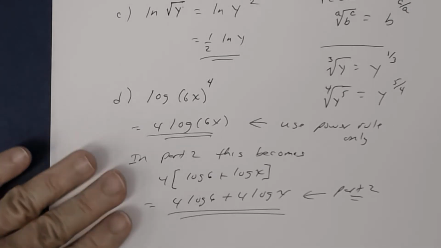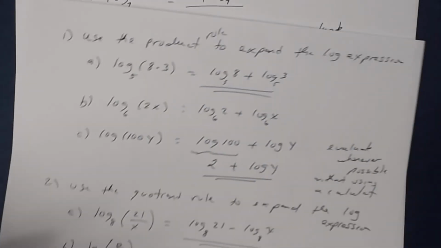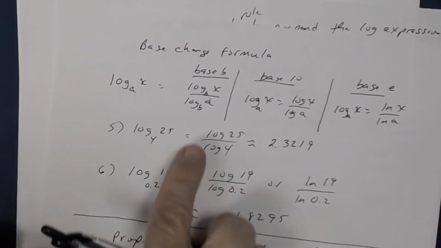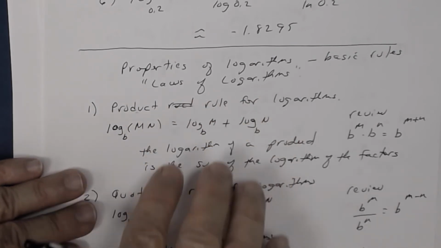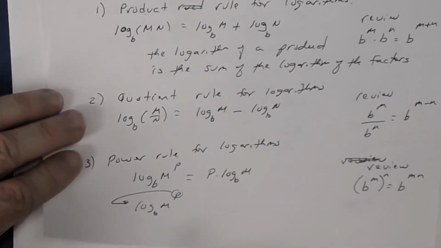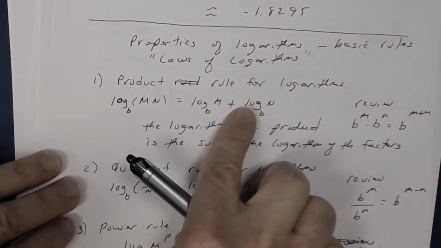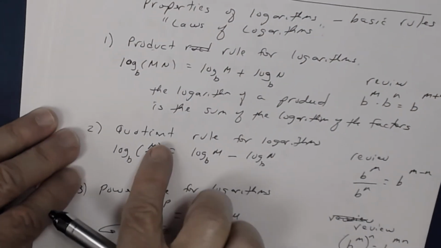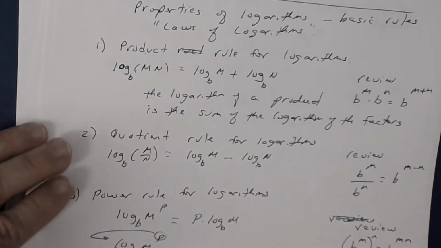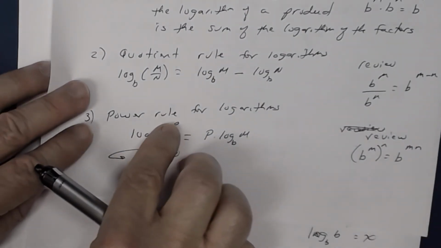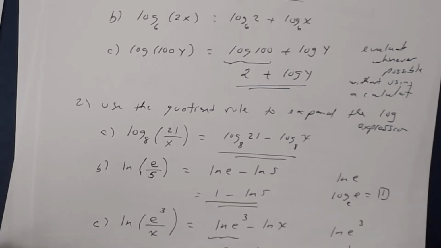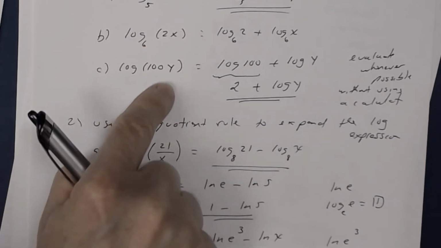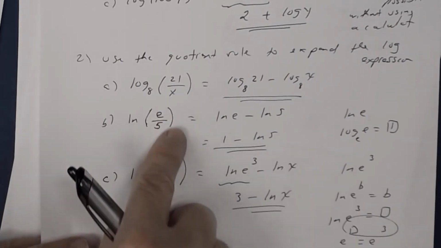All right, so all we wanted to do in part 1 was to look at the base change formula and also to look at the basic laws of logarithms. And notice we just did some basic problems. So we talked about the product rule, which became an addition problem. We talked about the quotient rule, which involves subtraction. And then we talked about the power rule, which involved a product. And then we looked at very simple examples with those, just learning how to use those basic rules.